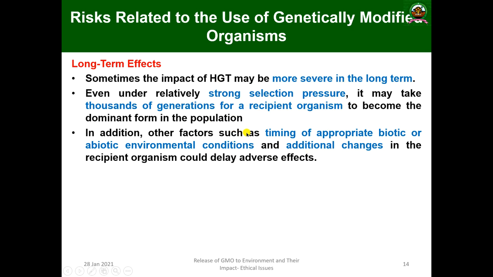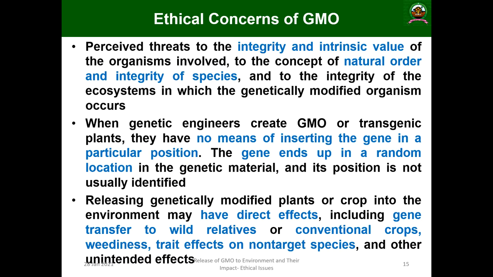And thus, with the timing of appropriate biotic and abiotic environmental conditions, additional changes in the recipient organism could delay adverse effects. So in fact, all these factors contribute to long term impact and long term issues. So these are the major types of risk that are associated with the use of genetically modified organisms. And another important thing, I told you, the use of this kind of protocol is strictly governed or strictly regulated by government agencies.